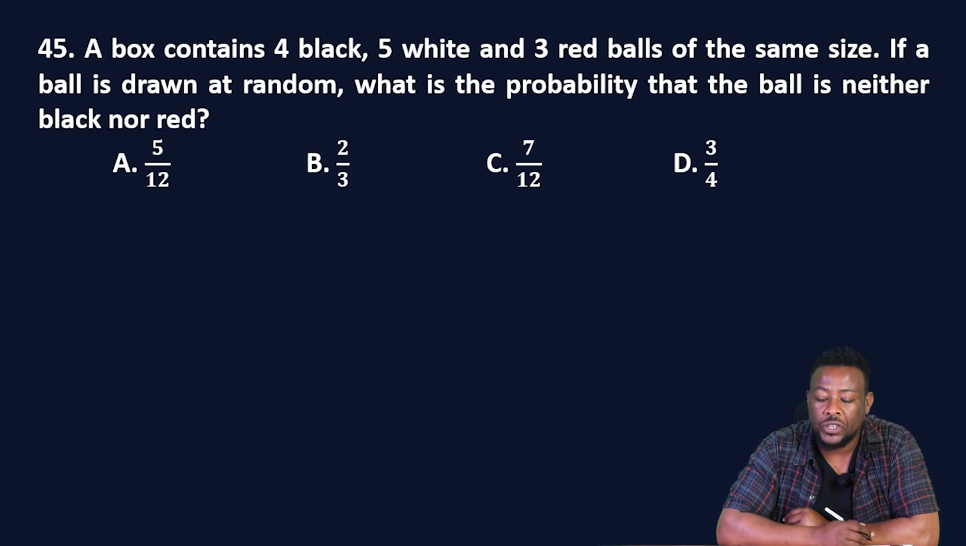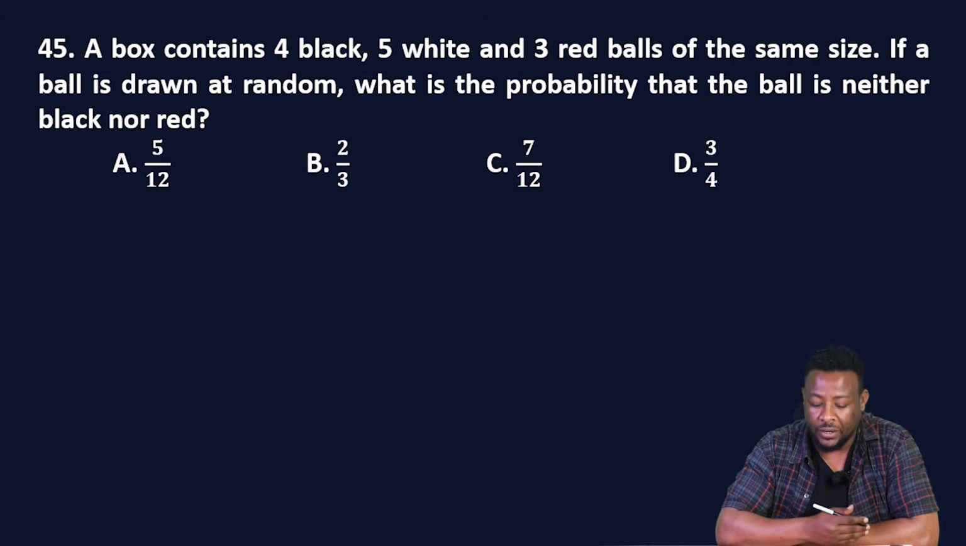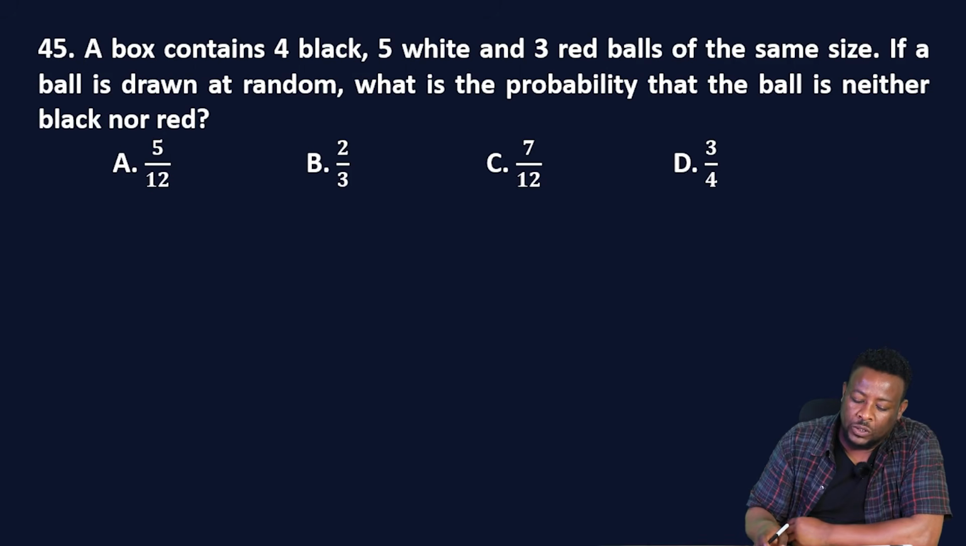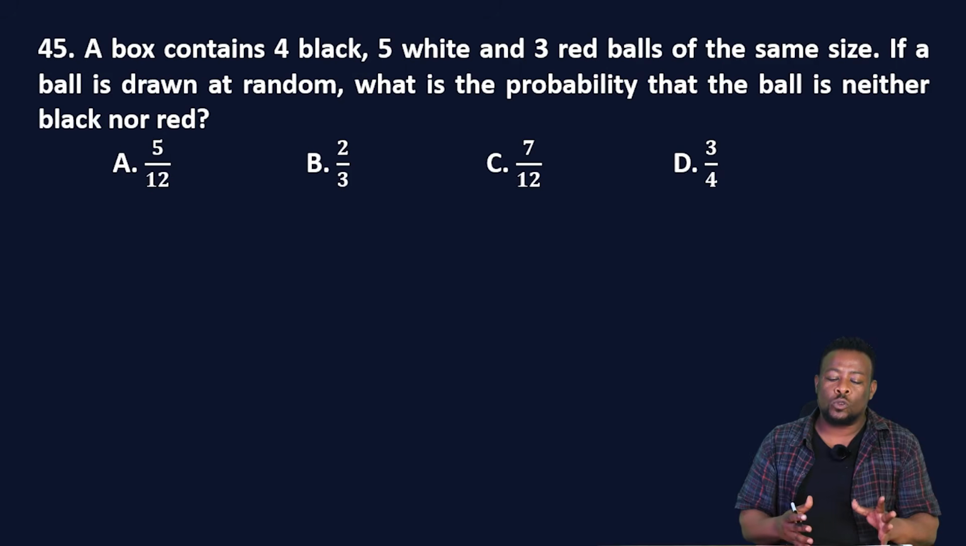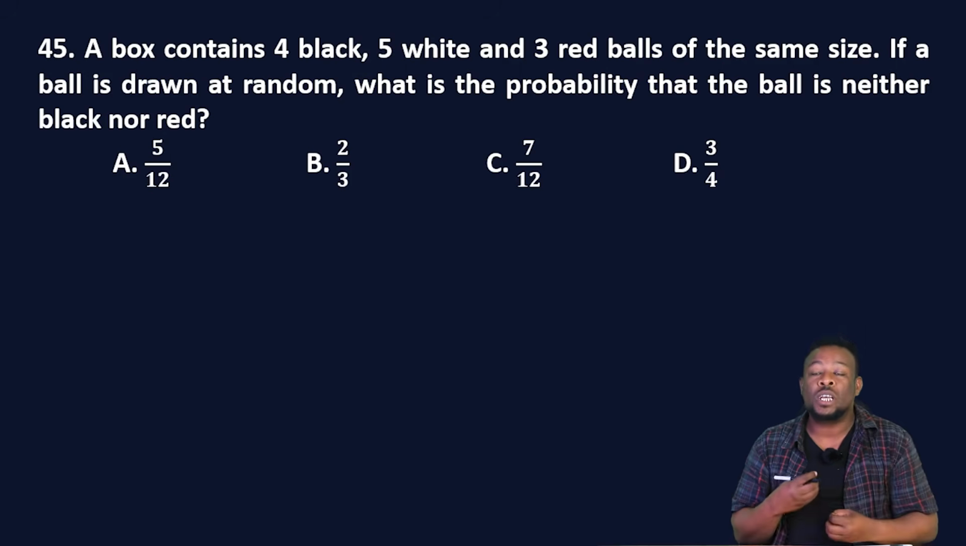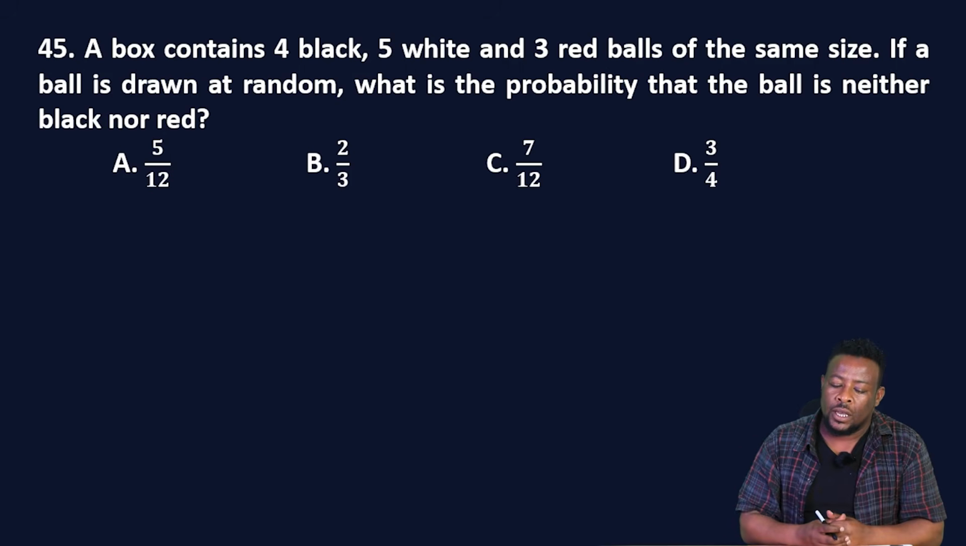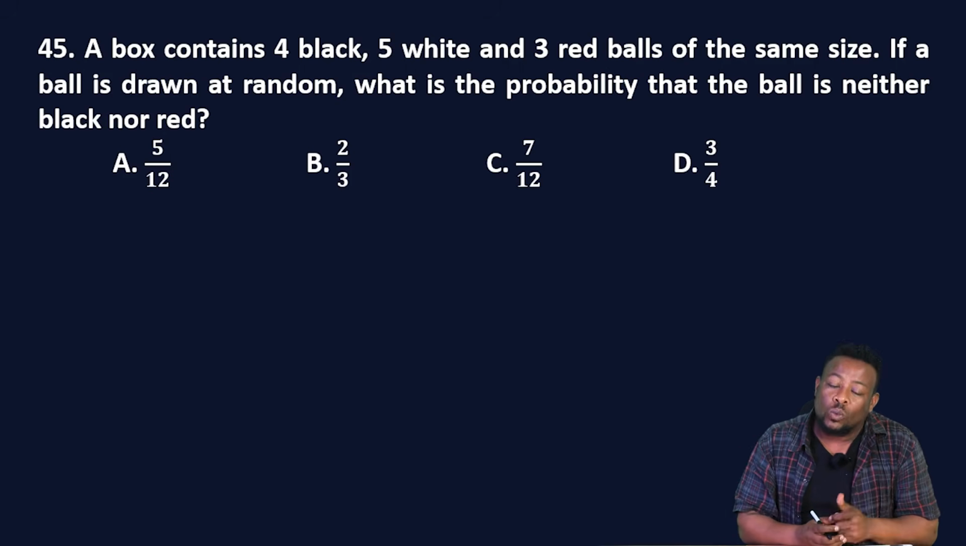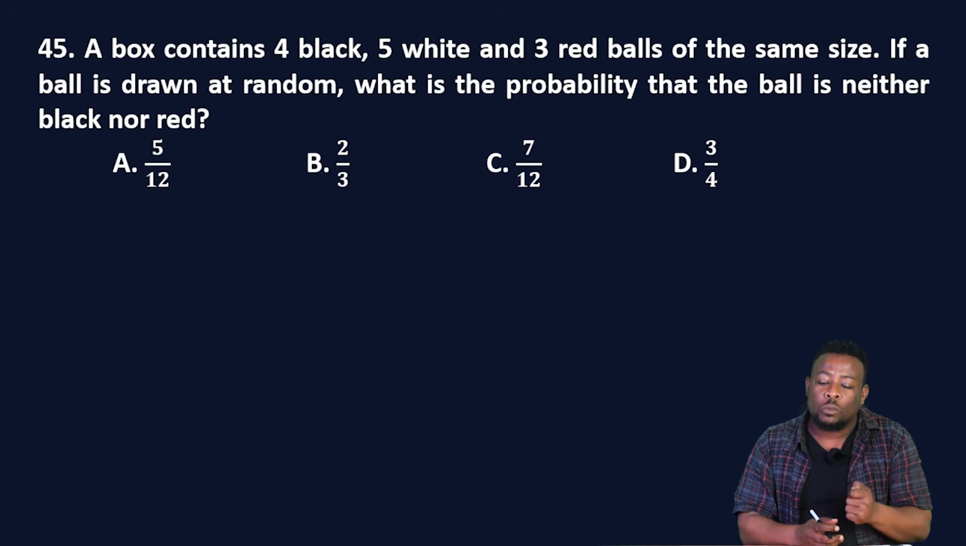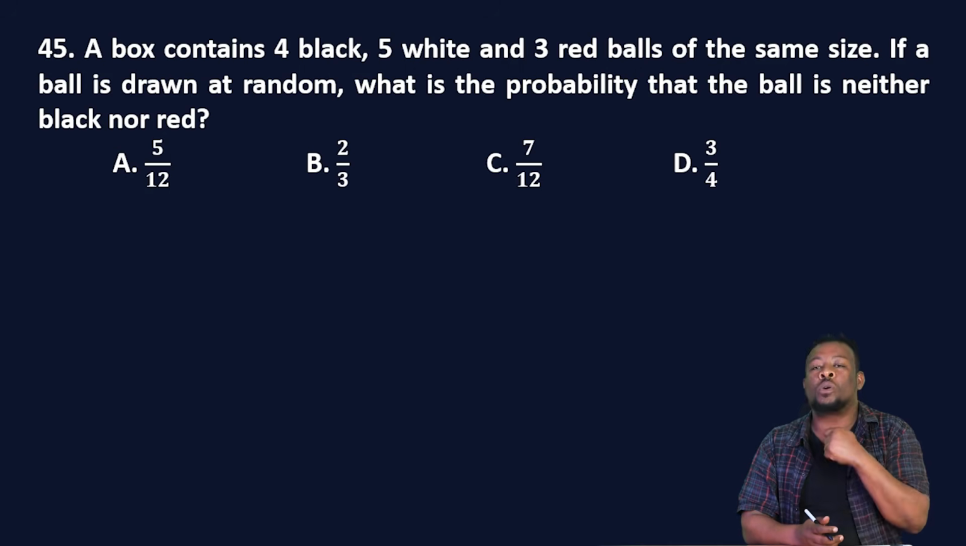ወደ 45ኛው ጥያቄ ጋር ስንመጣ a box contains 4 black, 5 white and 3 red balls of the same size. If a ball is drawn at random, what is the probability that the ball is neither black nor red? Okay. አሁን ምንድነው እዚህ ጋር የተሰጠን የሆነ ቦክስ አለ። እዛ ቦክስ ውስጥ 4 black ball, 5 white ball እና 3 red balls አለን having the same size. So ጥያቄው ምንድነው? What is the probability that the ball is neither black nor red?